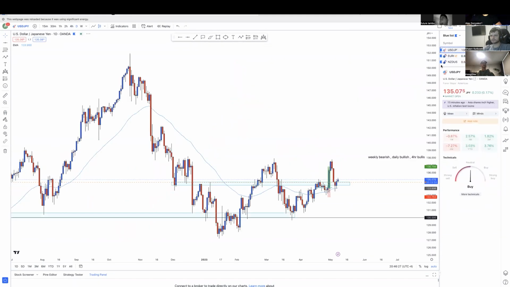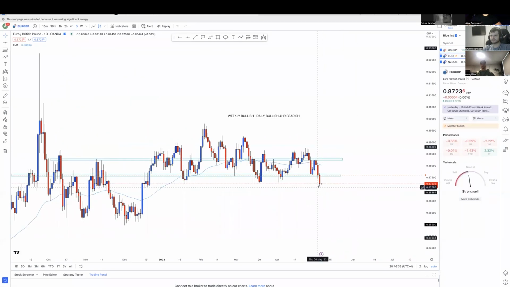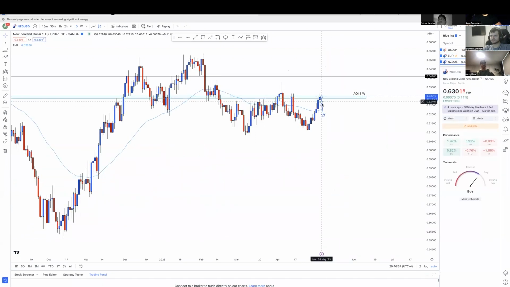So we have USD JPY. All we need is literally a little wick pullback to take the trade. Euro GBP has to do the whole structure pullback to then sell. And then NZD USD has to shift to then break to the downside.